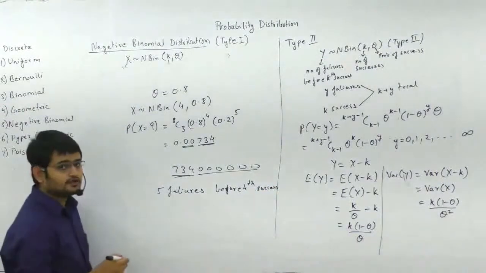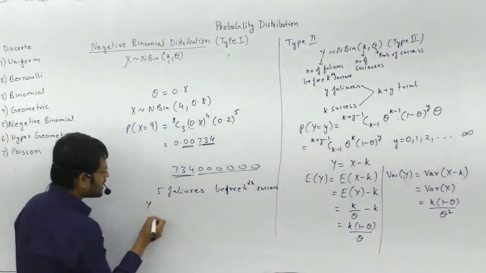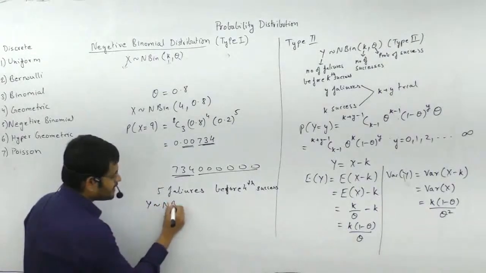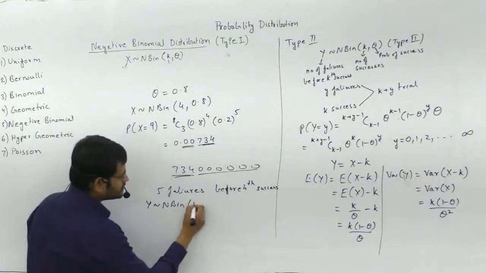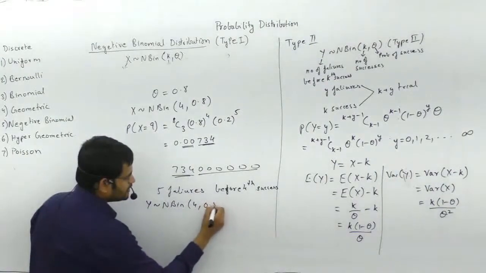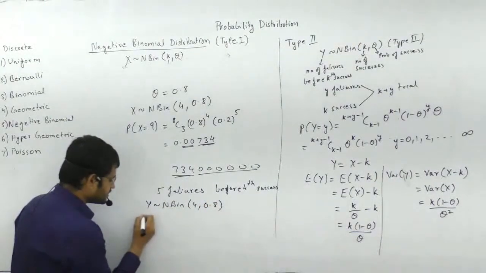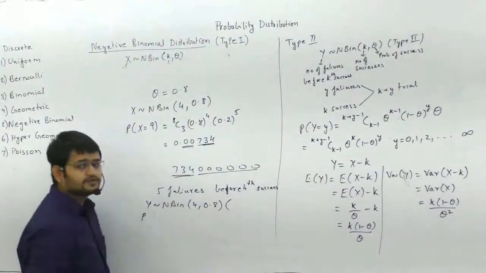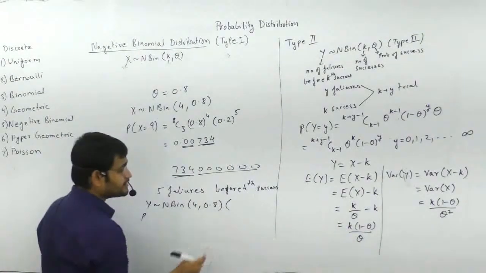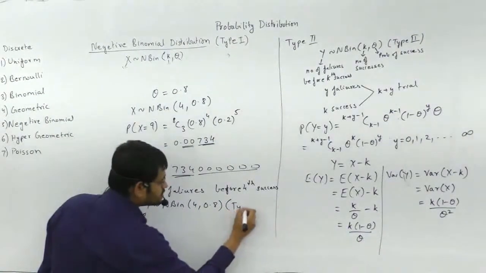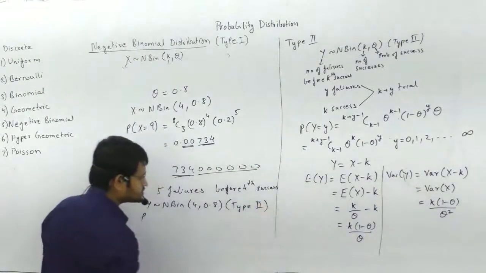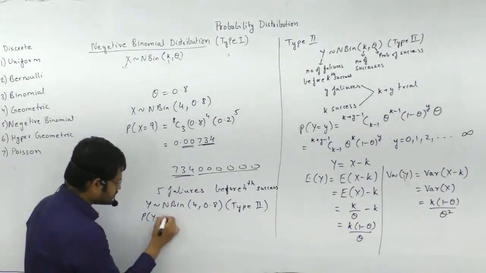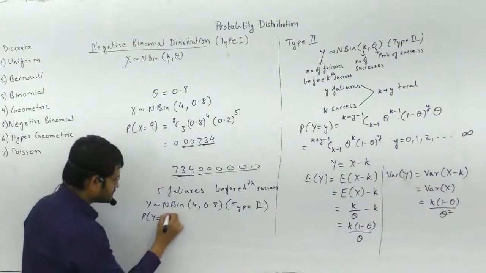So how would we solve this particular sum? We would say Y follows a negative binomial distribution with 4, 0.8. Now if you are using type 1, you don't have to mention whether you are using type 1 or type 2. But if you are using type 2, I would suggest you mention it. Just write down type 2. So we'll have the probability Y equals, now we need 5 failures, so Y equals 5.